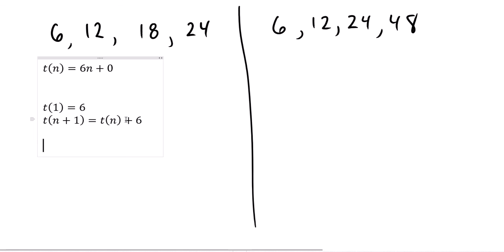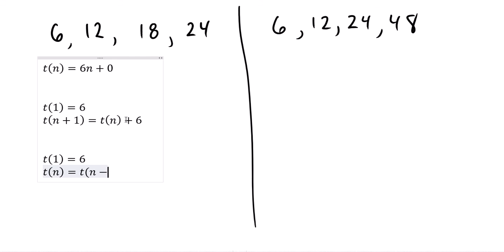So this is the explicit rule, and this is the recursive rule. There's a couple variations I could do on the recursive rule. I could say the first term is equal to 6. But I could also say that in order to get to any term, the t of n term, what I do is I take the term before that. So I could say take the t of n minus 1 and add 6 to that.